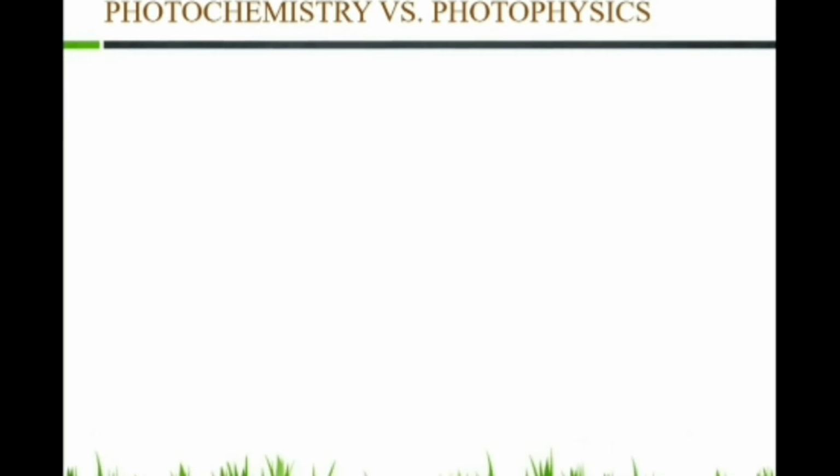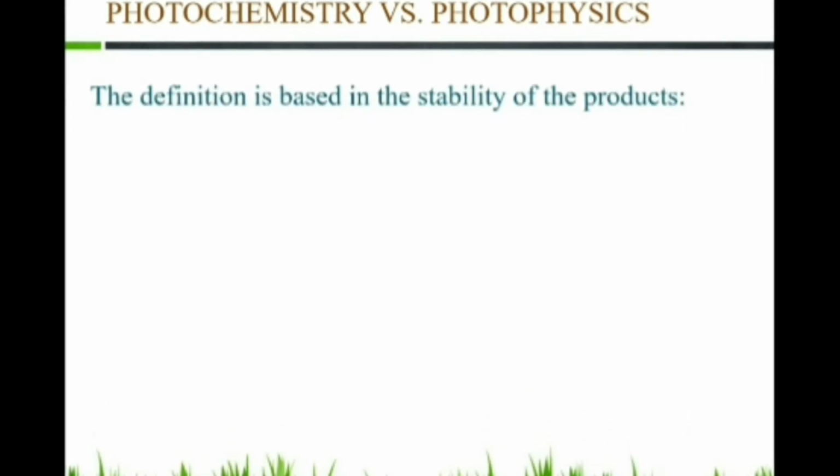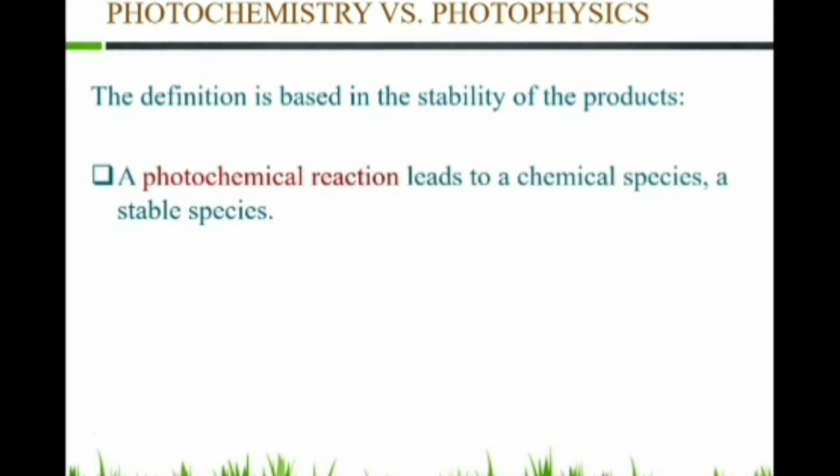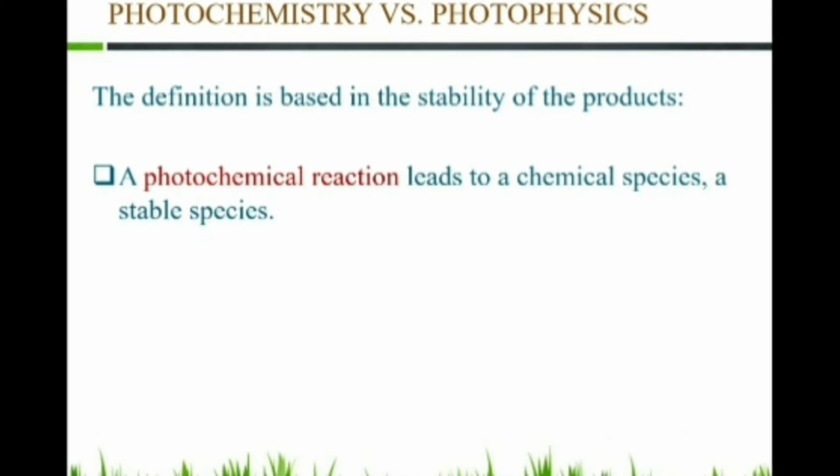Photochemistry versus photophysics. When you are going to deal with photochemical processes, there are two terms you must understand: one is photochemistry, the other is photophysics. The definition is based on the stability of the products. A photochemical reaction leads to a chemical species. When I say that, it means a stable species is formed.